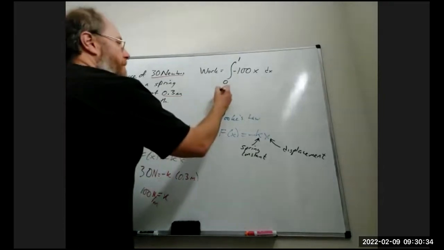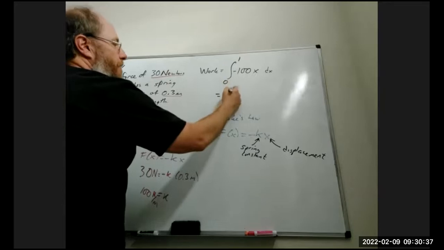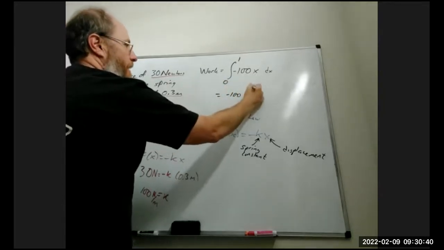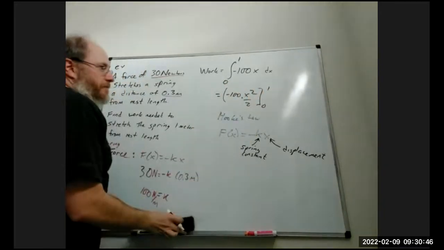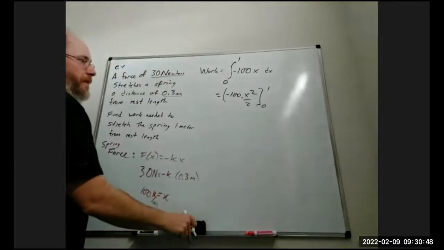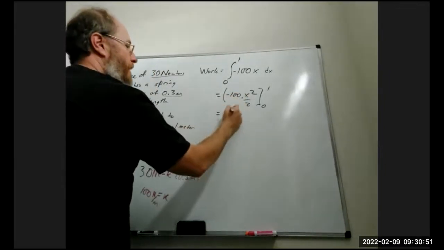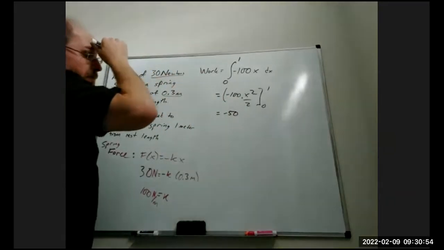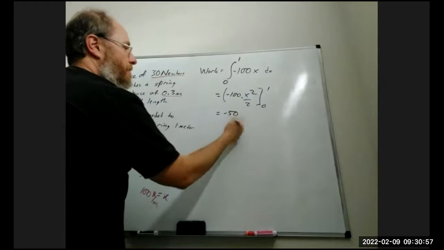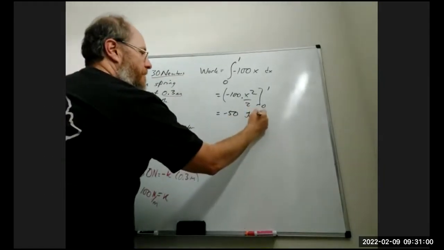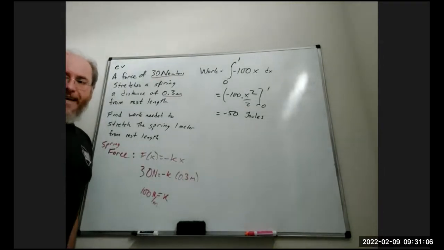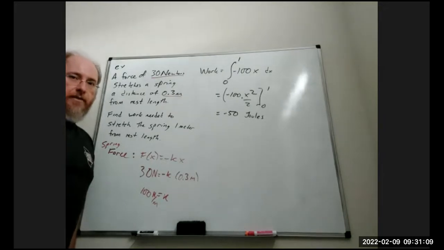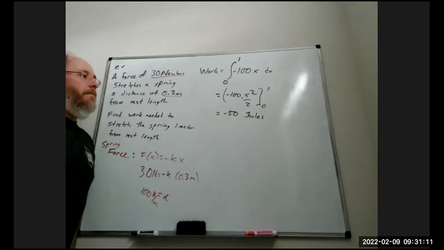So let's get that real fast. 100x, the negative 100 just goes along for the ride. X becomes x squared over 2. And I'm evaluating that at the bounds of 0 and 1. If I plug in 1, I get negative 50. If I plug in 0, I get 0. So I get negative 50. The units on these are joules, spelled Joules, named after another physicist. And that's the unit for work.